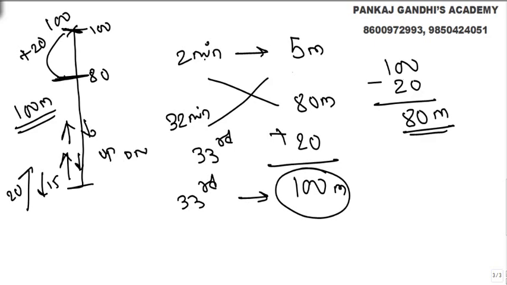In 1 minute, it goes up 20, next minute comes down 15, so net in 2 minutes, it goes up by 5 meters. In how many minutes will it go up by 80 meters? 2 minutes 5, how many minutes 80? 32 minutes. 16 times up down. In the next minute, the monkey can straight forward go up 20 and reach the top. So the answer is, exactly the 33rd minute, the monkey will reach the top.